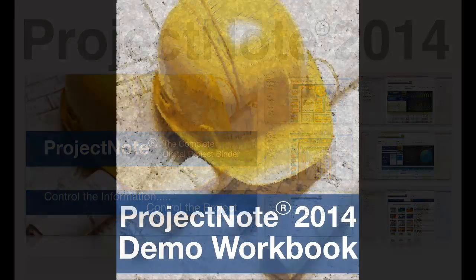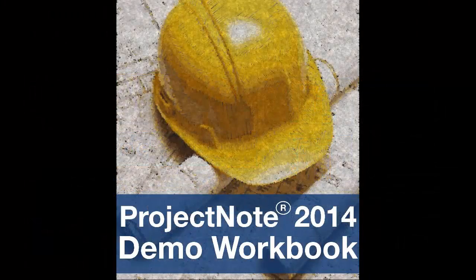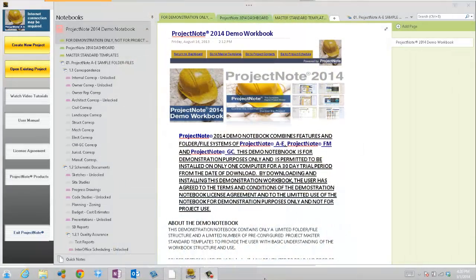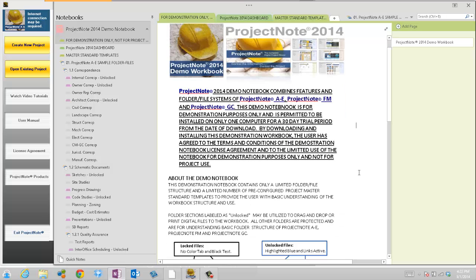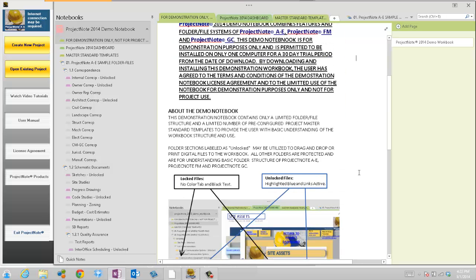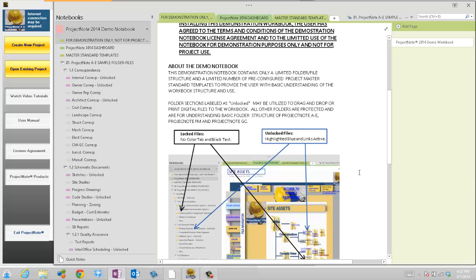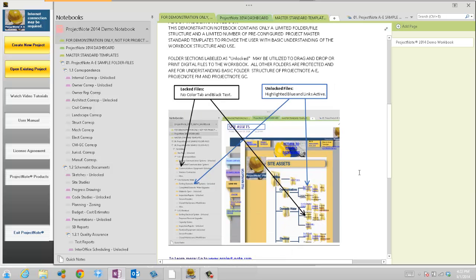In this video, I'm going to show you how to work with the new ProjectNote 2014 demo notebook. Let's get started. The new 2014 demo notebook is a compilation of ProjectNote A&E, FM, and GC. It contains file folder sections from each one of these products. After you've installed, the demo home page will appear. Be sure to read this page, scroll through it, as it'll tell you a little bit more about ProjectNote and the ProjectNote demo notebook and how it works.